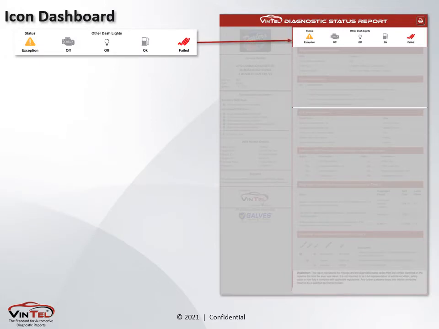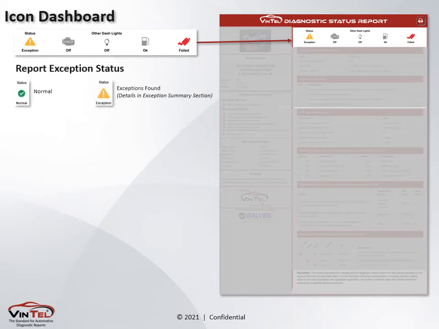The first section in the mechanical information section is our Icon Dashboard. The Icon Dashboard gives a very high-level overview of things that may affect either the valuation or arbitration of the vehicle.